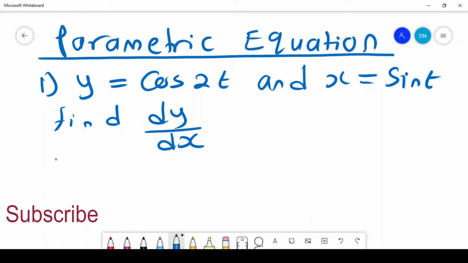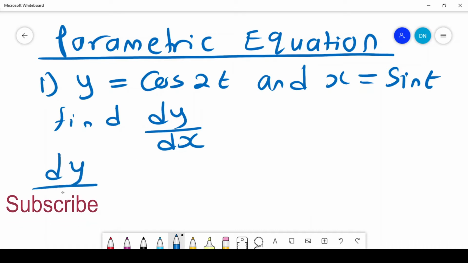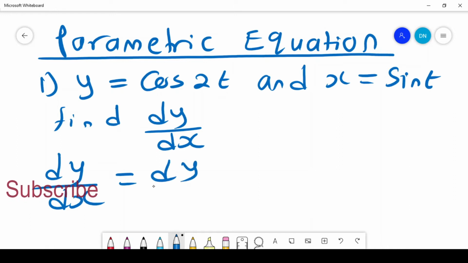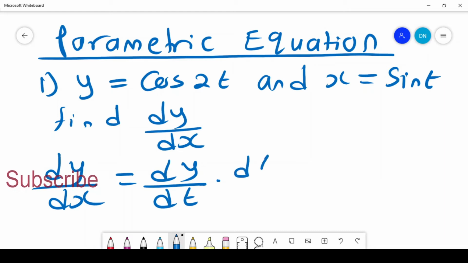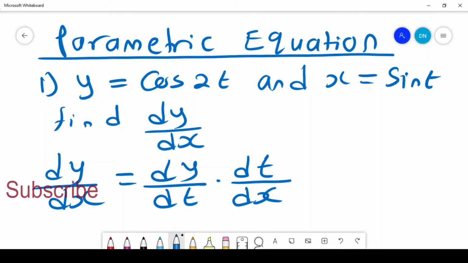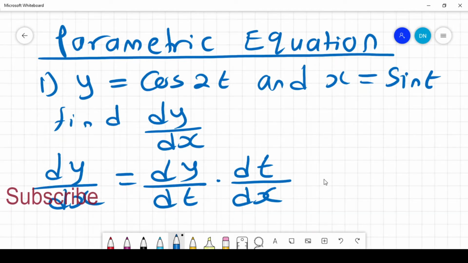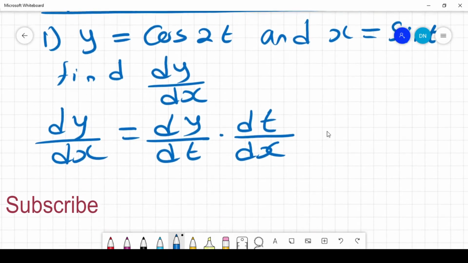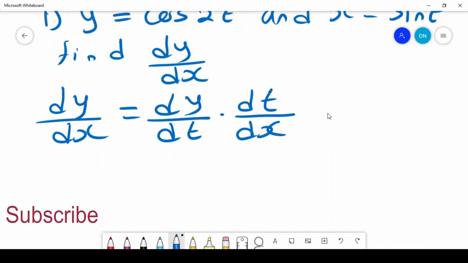And so dy dx, I can say it is the same as dy over dt times dt all over dx, because we don't have a direct differentiation of dy dx. That's how we are able to link the two together so that we are able to differentiate. Now, what is the first derivative of y with respect to t?